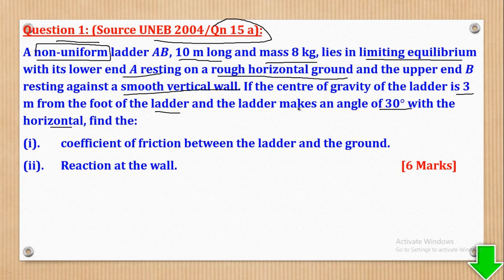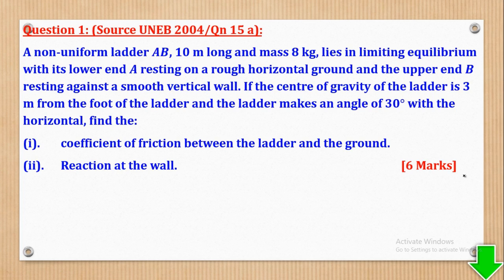I think you realize that because the ladder was non-uniform, they have given us the position of the center of gravity. Then they say find, Roman 1, the coefficient of friction between the ladder and the ground. Then Roman 2, the reaction at the wall, and they give it 6 marks.